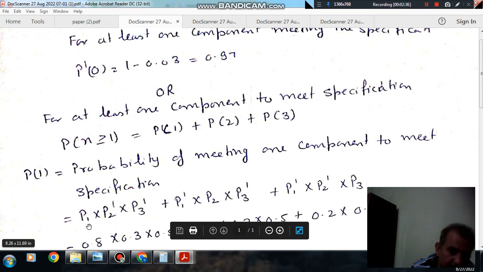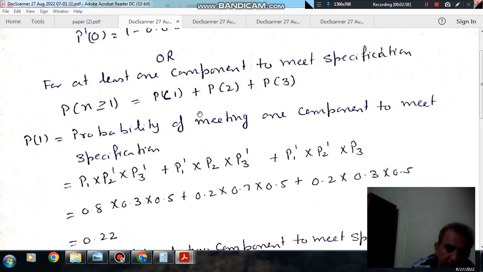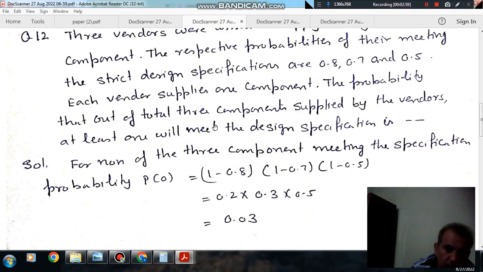So for the first case, suppose the first vendor meets the specification and the other two vendors don't meet. Then it will be P1 is 0.8, P2 dash is 0.3 because P2 is 0.7, and P3 dash is 0.5 because P3 is 0.5. And if the second component meets the specification and the other two don't meet, then P2 is 0.7, not meeting for the first is 0.2, and not meeting for the third is 0.5.